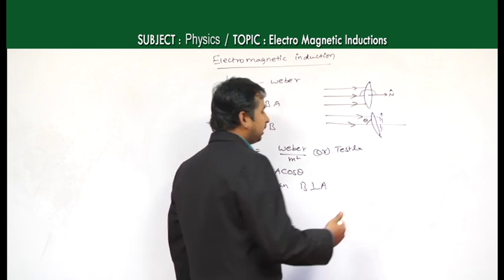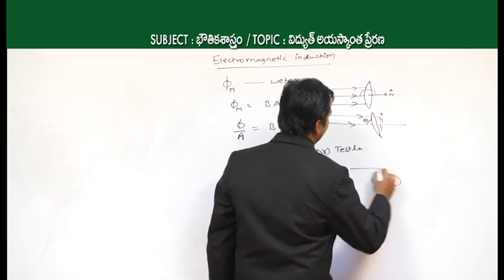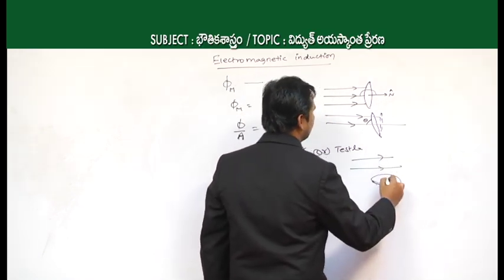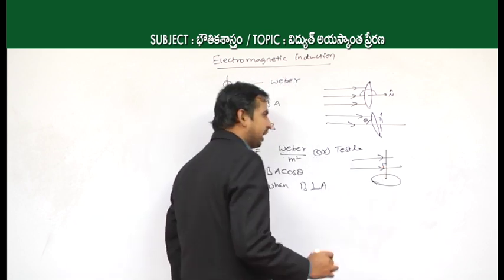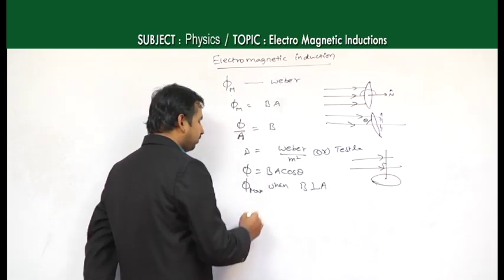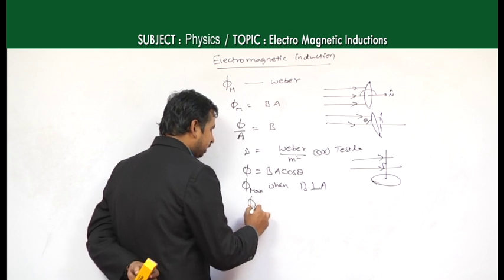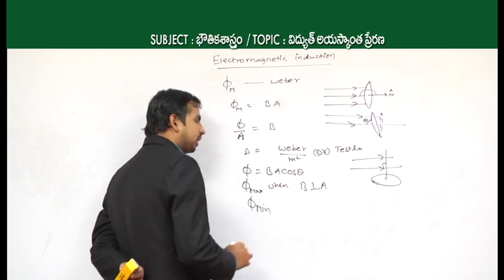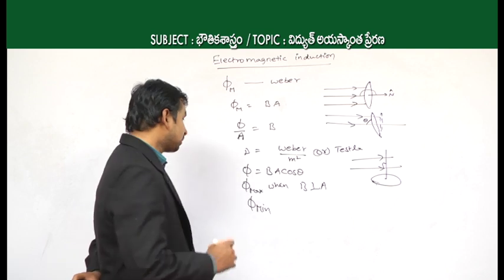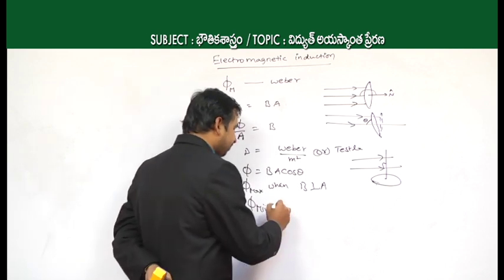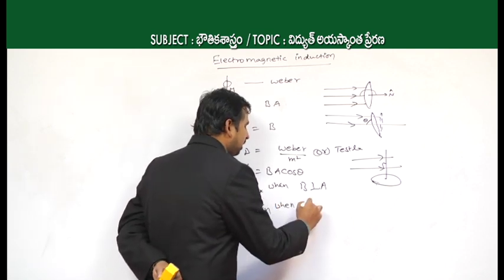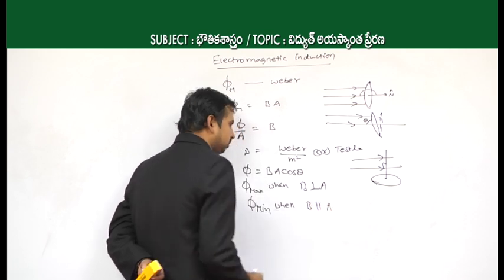But if the area is taken parallel to the field, meaning the angle between the normal to that area and the field becomes 90 degrees, then we take the cos theta value at 90 degrees. In that case we have cos 90, which is minimum. So the flux value becomes minimum when B and A are parallel to each other.